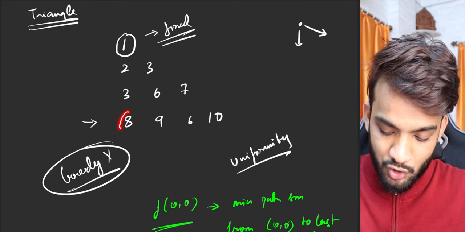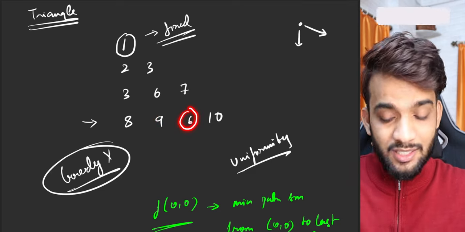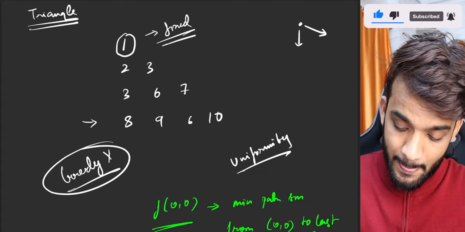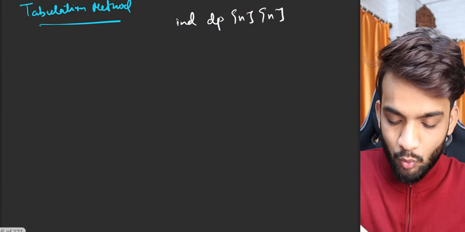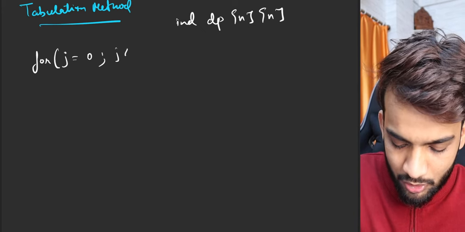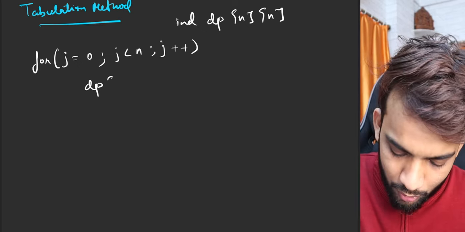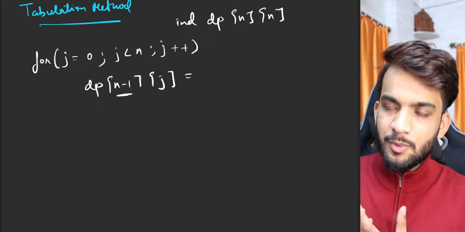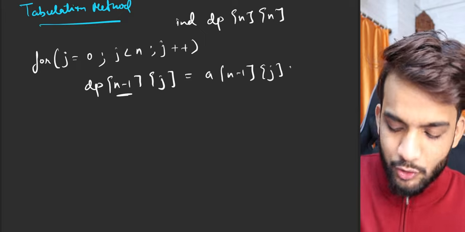Because once you might reach here, this might be a base case. You might reach here, this is a base case. You might reach here, this is a base case. You might reach here, this is a base case. So there can be four different base cases. Agreed? So if I'm saying that there can be four different base cases, I just need to write it. So I know for sure that j can be j equal to 0 till j lesser than n. So all the columns. And I know n minus 1 will stay common, but this column number will always change because it might be the first column.